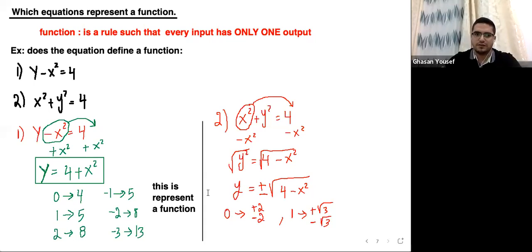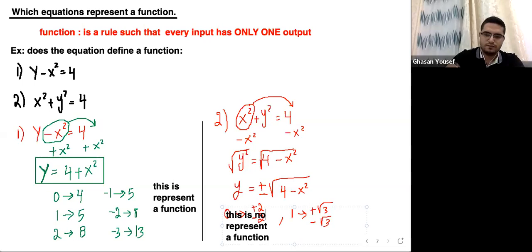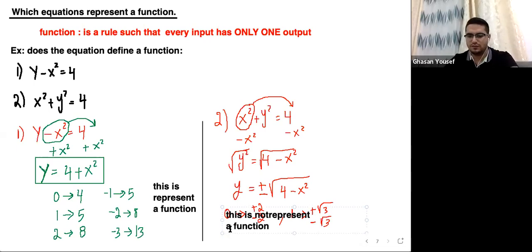Any question for this one? This is very important. You have to know it. You will see a question like that in the midterm exam. It's exactly similar to this. This is not representing a function. Is it clear what we said here?